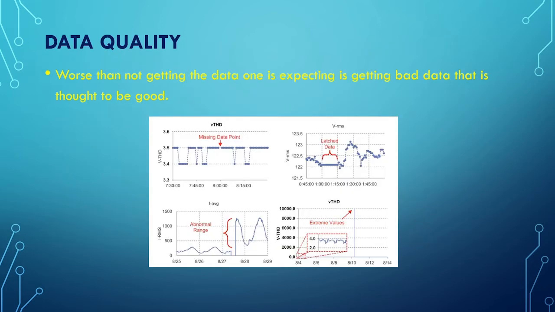Okay, worse than not getting the data one is expecting is getting bad data that is thought to be good, because this type of data is overlooked and passed on to the algorithm, where it can contribute to a significant error. Causes of bad data can typically stem from human configuration or connection error. However, it can also be due to hardware malfunction and errors in the algorithm. Some common examples are included in the figure below.